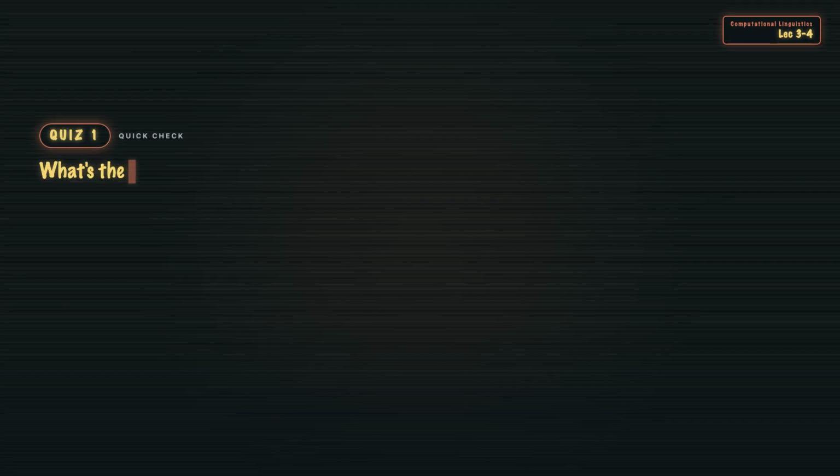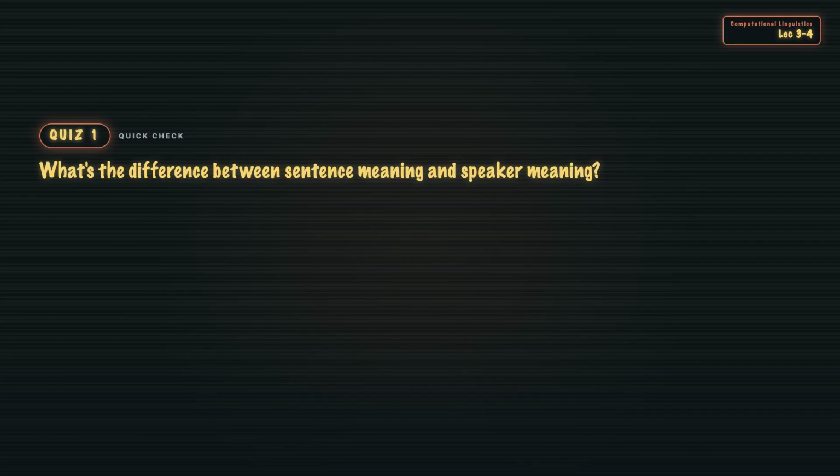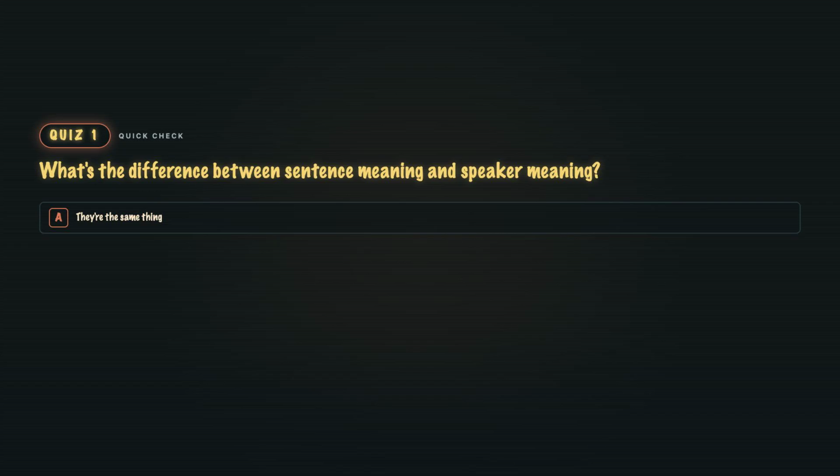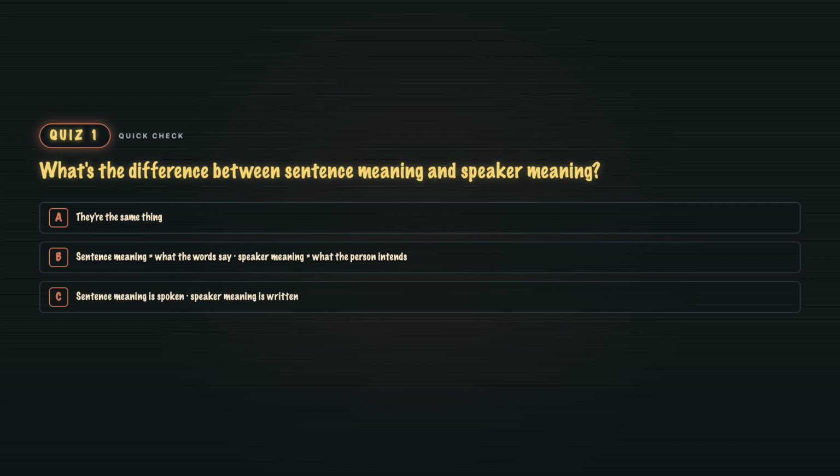Quiz 1. What's the difference between sentence meaning and speaker meaning? A. They're the same thing. B. Sentence meaning is what the words say. Speaker meaning is what the person intends. C. Sentence meaning is spoken. Speaker meaning is written. Or D. Sentence meaning is longer.